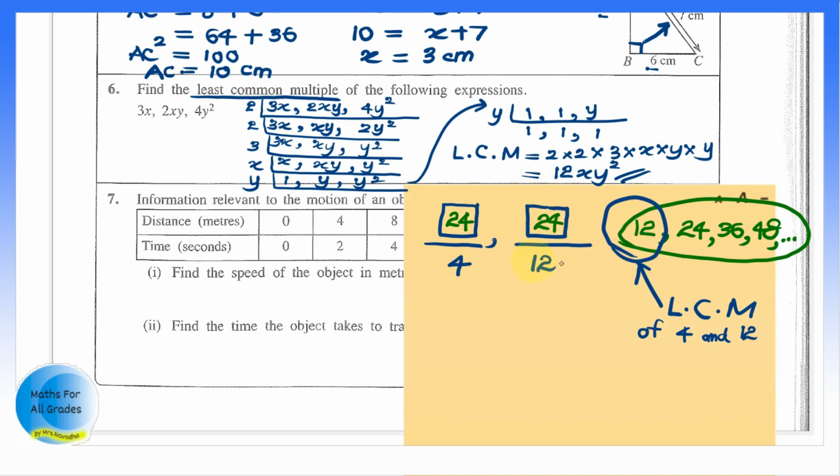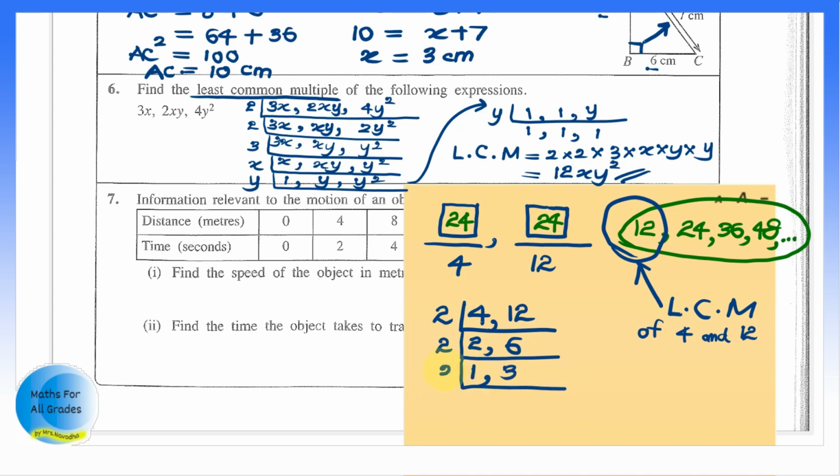There are other ways to find the least common multiple, but I found this way to be easier. We write down the given numbers or expressions in a row like this. And we start to divide with the prime numbers. So what is the least prime number? It's 2. Now let's do the division. 4 divided by 2 equals 2. 12 divided by 2 equals 6. Again we are going to divide this by 2. 2 divided by 2 equals 1. 6 divided by 2 equals 3.